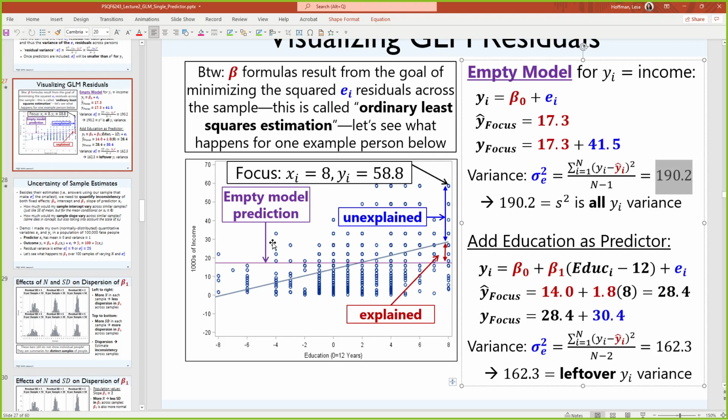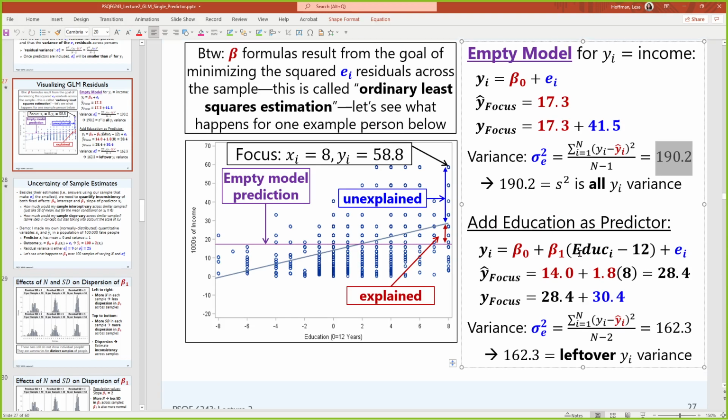And in this picture, the prediction given by the empty model is illustrated by the purple line that's flat. And so E would be how far off each of these little dots is from that purple line. So 190 in this example is all of the variability that there is in the sample for this variable. Now if we add a predictor, such as education centered at 12 in this example, the new expected outcome that's created by the model is shown by this blue regression line that has a positive slope. And indeed, the slope of the predictor worked out to be 1.8.